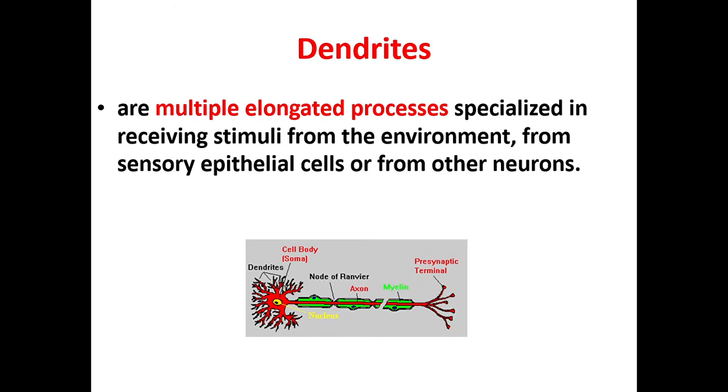Let's now go into the different processes of nerve cells. We take up first the dendrites. Dendrites are multiple elongated processes specialized in receiving stimuli from the environment, from sensory epithelial cells, or from other nerve cells. So you can see that the dendrites are multiple, branching, and surrounding the soma of the nerve cell.